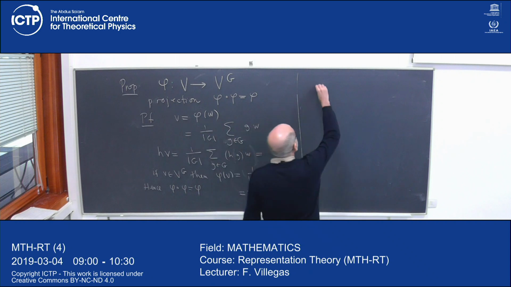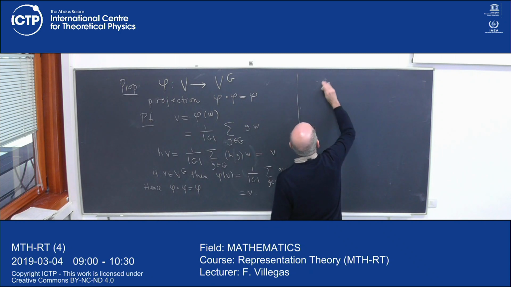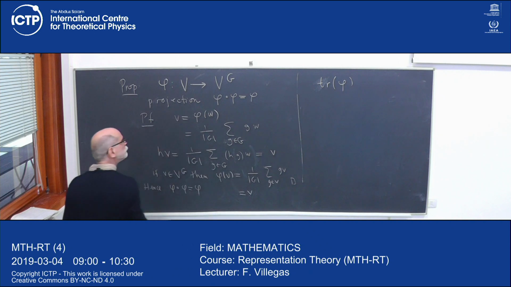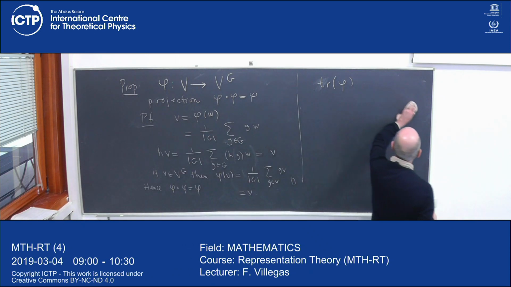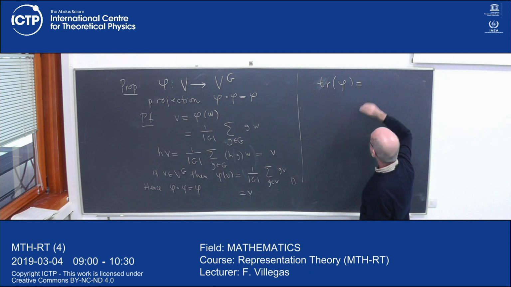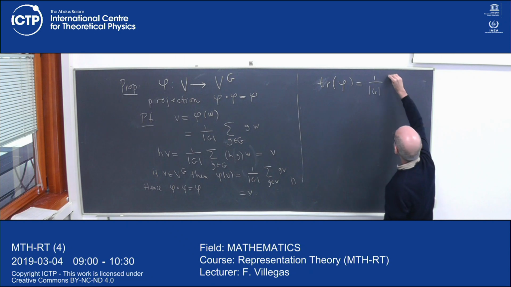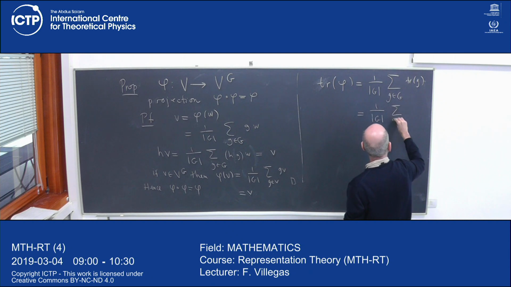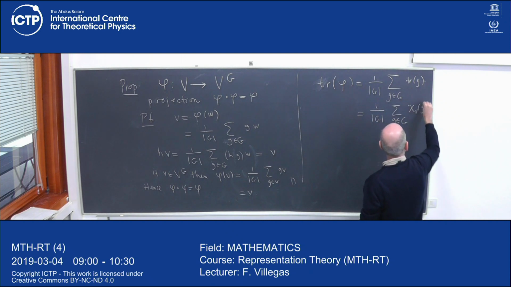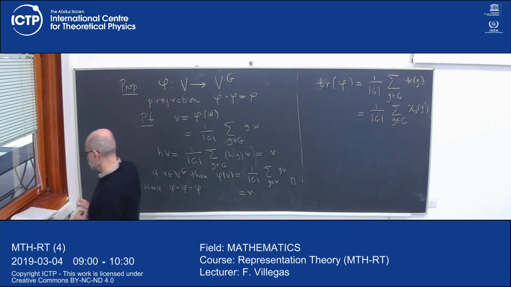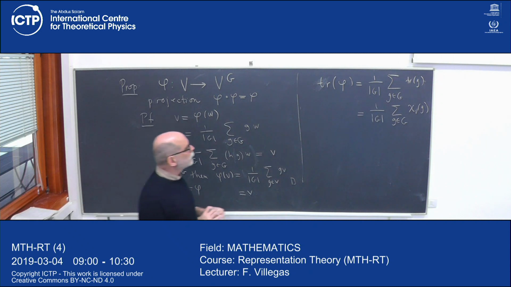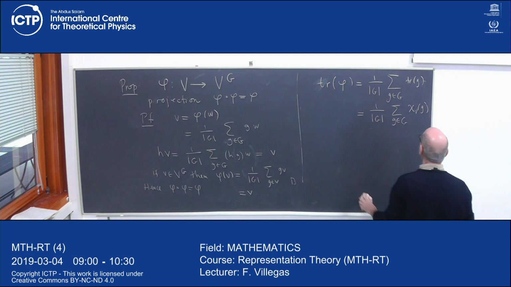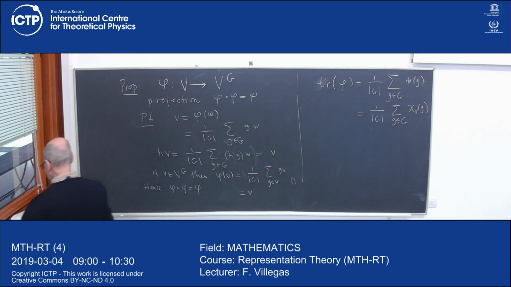So now let's compute the trace of this endomorphism. Phi is a map from V to V, so we can talk about its trace. The trace is an additive function, so this is, by definition of phi, the same as the trace of G acting on the representation V, but that's what we call the character of V. So we get that the trace of this endomorphism is equal to the sum of the character values, or rather the average of the character values.